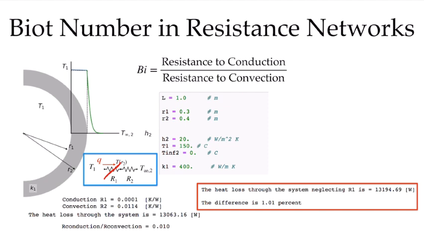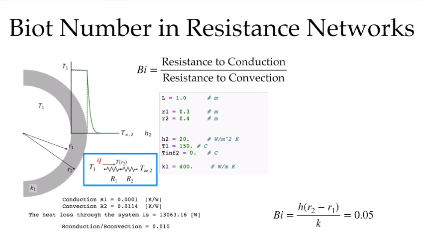Now, you might be wondering why we've used this ratio of conduction to convection when the definition of the Biot number was hL over k. And of course, when we use non-dimensional numbers in engineering, we're using them to get a feel for the problem. We're using them to do an order of magnitude analysis. It's all right if it's a little bit approximate.